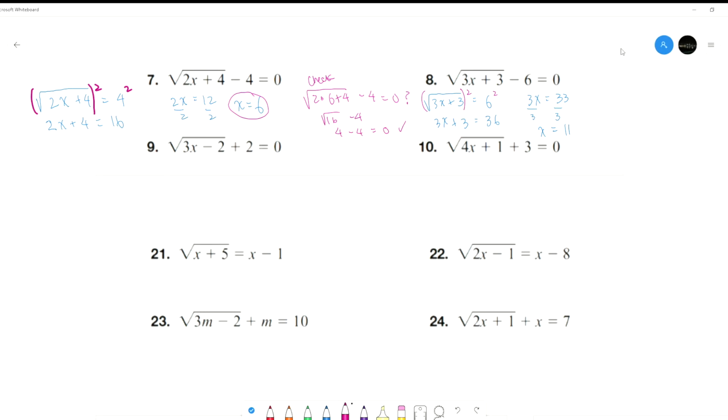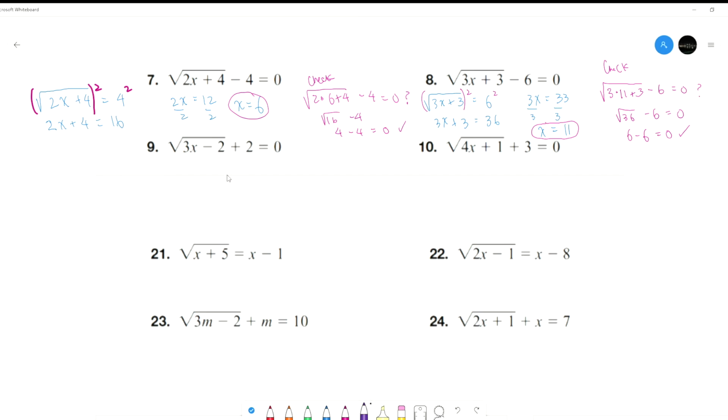So now we have to check. So let's check. We have 3 times 11 plus 3, and then the square root of that, minus 6. Does that equal 0? So that is 33 plus 3 is 36. So this is the square root of 36 minus 6. That is 6 minus 6 is equal to 0. So that means this x equals 11 is a solution. Does that work for everyone? Hopefully you got the first 2 questions correct.